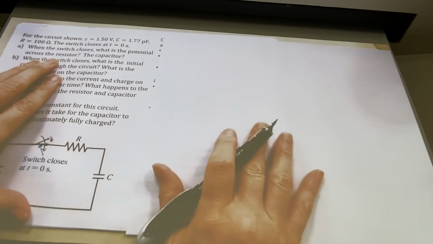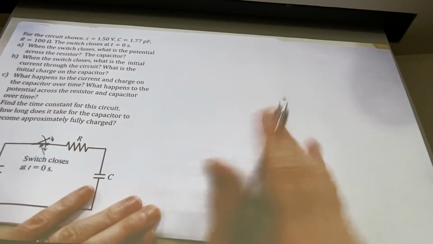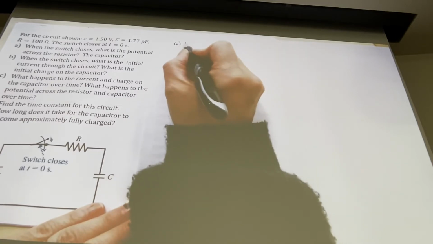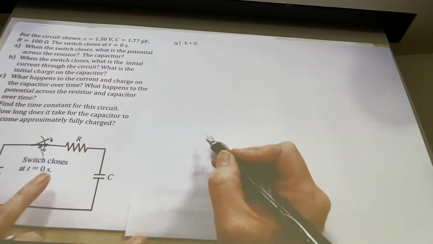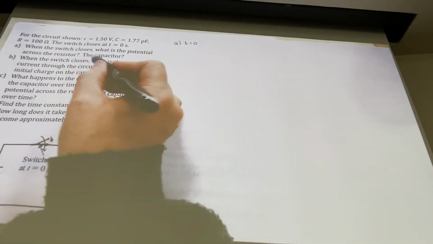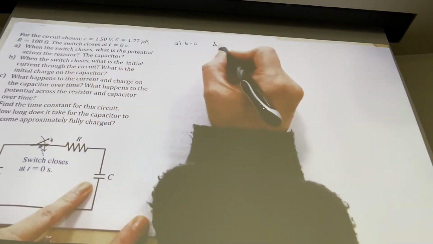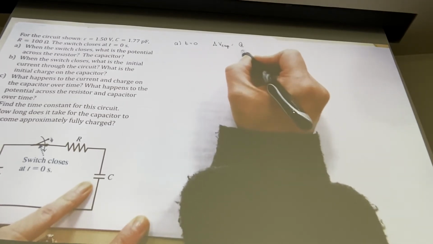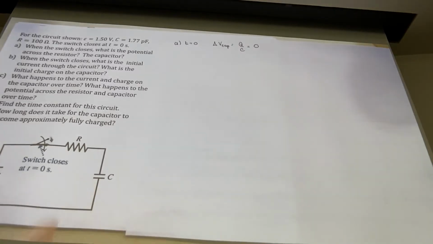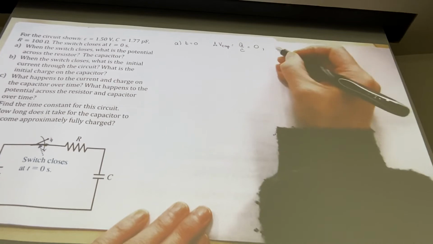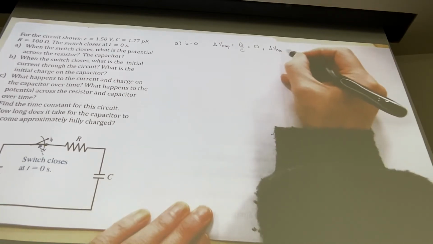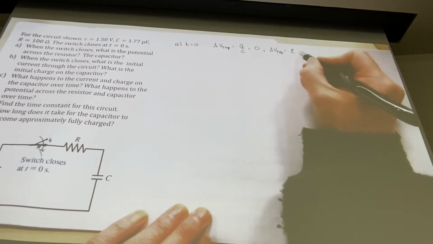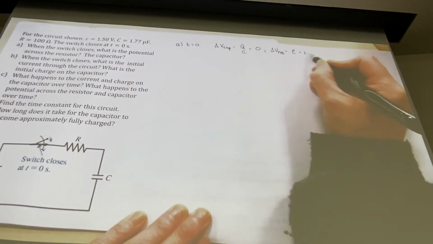When the switch closes, what is the potential across the resistor? Part A. This is at t equals 0 because the switch has just closed. When the switch is just closed, we want the potential across the resistor and the capacitor. I'm going to answer the capacitor first. Delta V of the capacitor is the charge on the capacitor divided by the capacitance equals 0. So right at the very beginning, no charge has had time to collect. There's no potential across that capacitor right at the very beginning. That means the potential across the resistor has to be the full potential supplied by the battery, which is 1.50 volts.